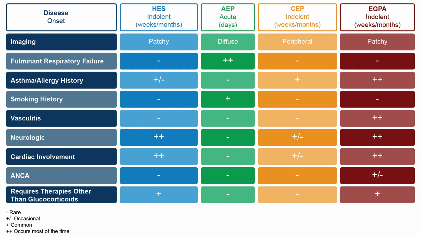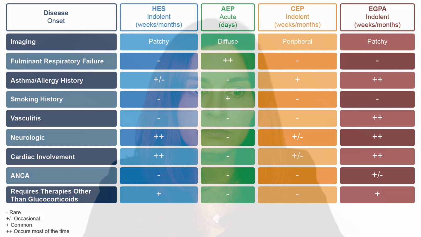However, depending on the severity of each, further therapies may be needed, and sometimes the therapies that are used are a little bit different in EGPA as compared to HES. Now let's take a closer look at how eosinophils are produced, activated, and migrate to tissues.